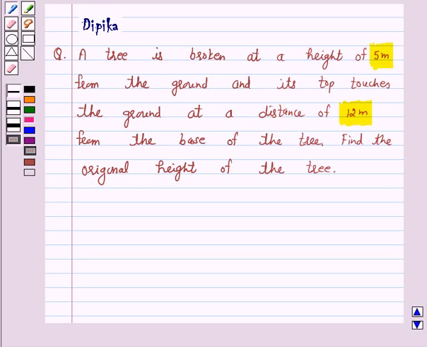I am Deepika here. Let's discuss a question. A tree is broken at a height of 5 meter from the ground and its top touches the ground at a distance of 12 meter from the base of the tree. Find the original height of the tree.